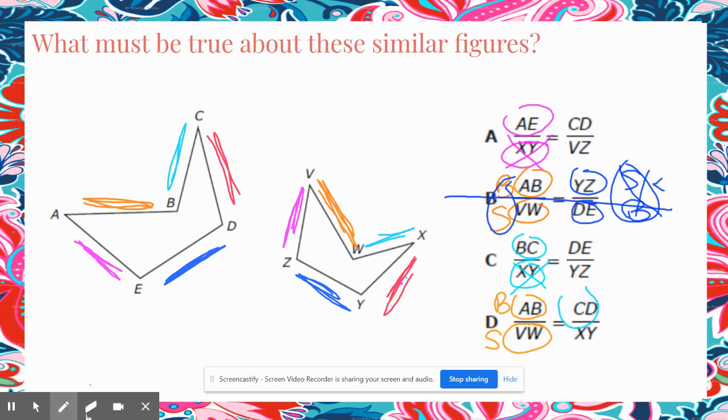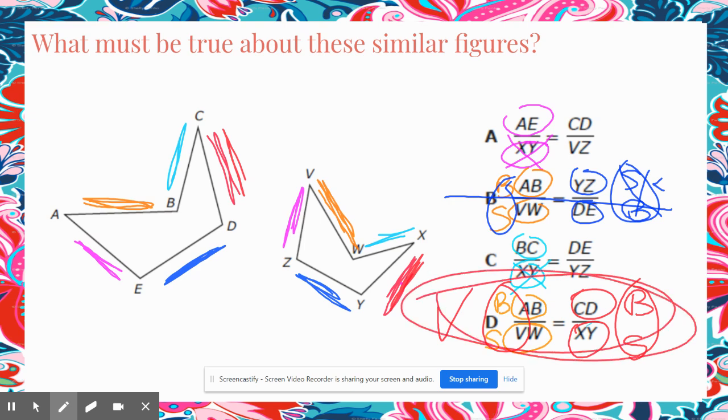And then CD. Oops, sorry, that's not light blue. CD is red. So CD is red, and XY is also red. So the colors are the same. CD was on the bigger figure, and XY was on the smaller figure. So my ratios are the same and my colors are the same. So the answer is D.